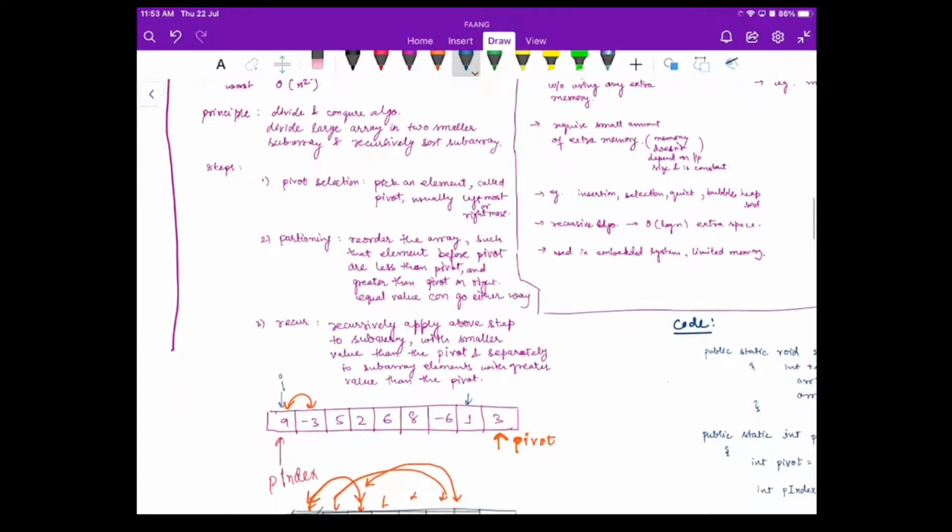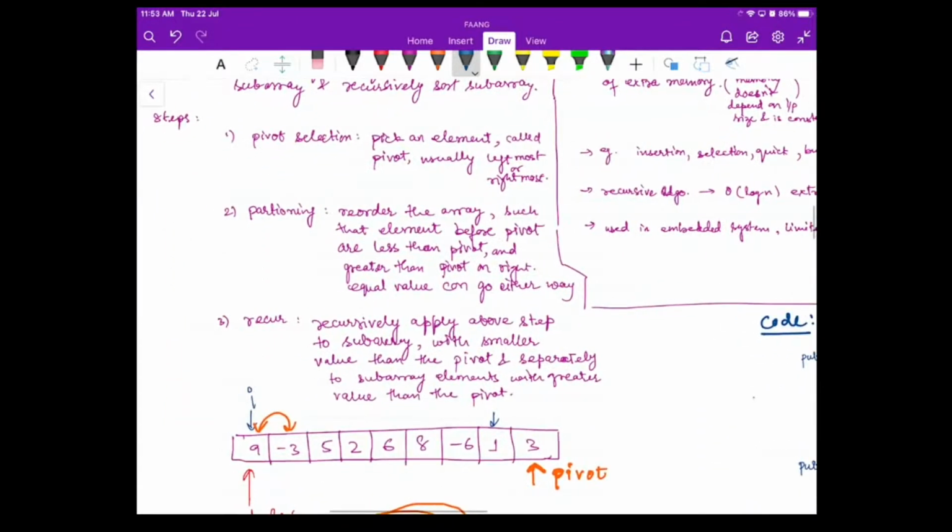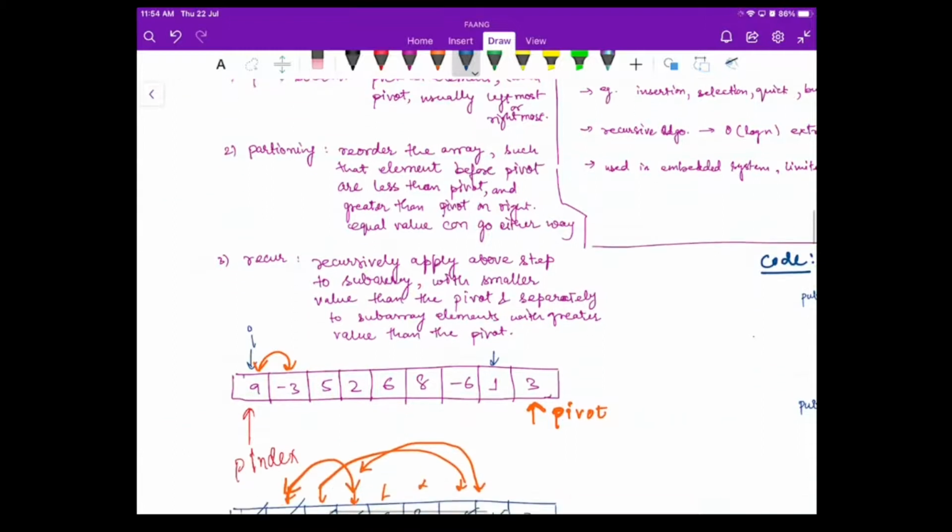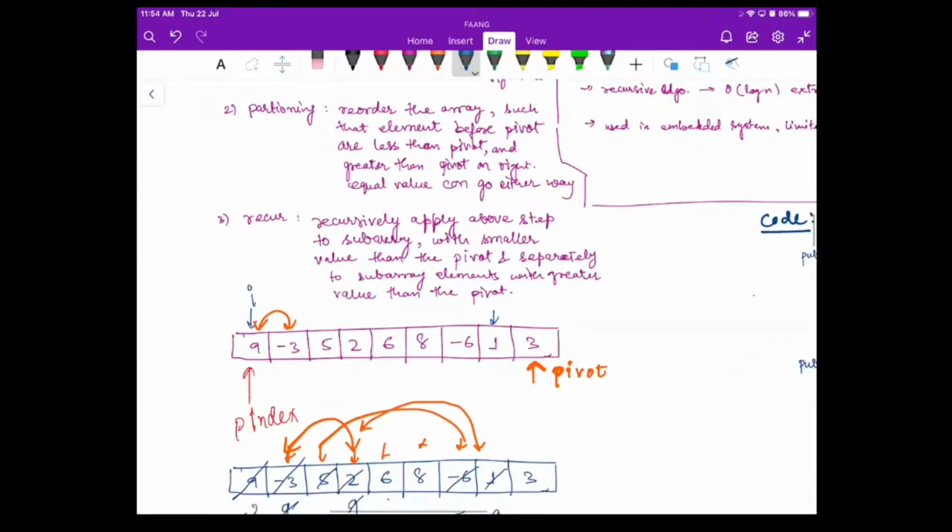First of all, what we need to do here is take the pivot point. The pivot point is the point with reference to which we will be moving the elements in the array. We generally take the leftmost or the rightmost element. Then what we need to do is partition, reordering the elements in the array as per the pivot point.